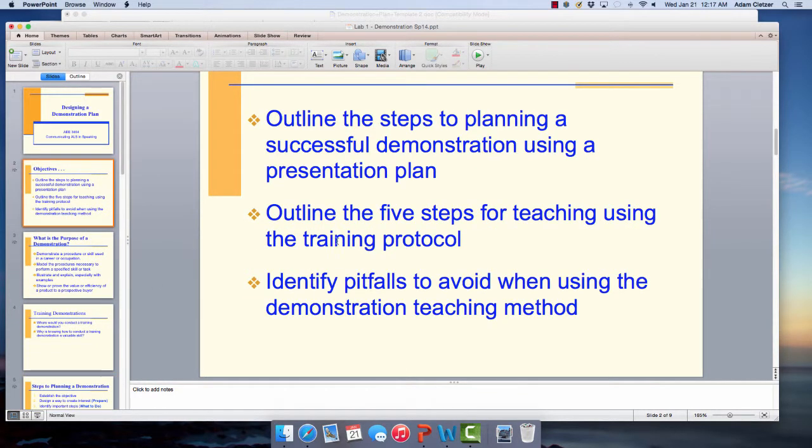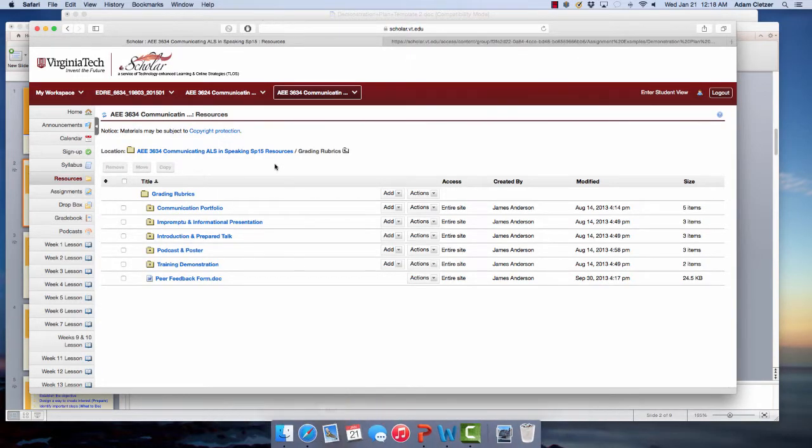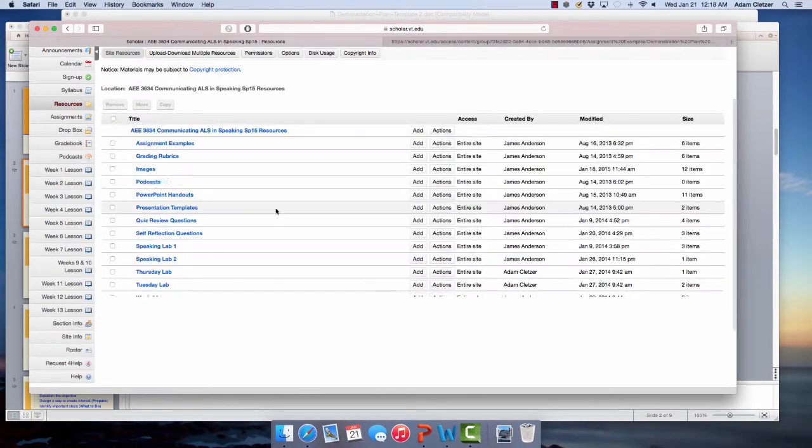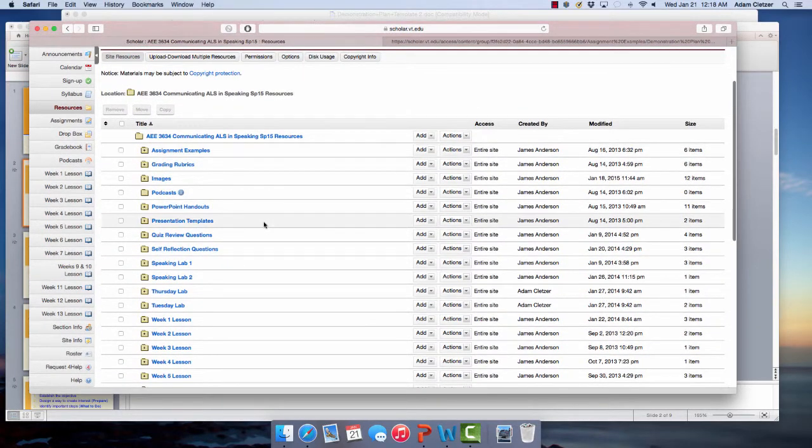Again, just to review, we talked about the steps in planning a successful demonstration. We talked about the 5 steps for using the training protocol, and we talked about pitfalls. Now, I want to show you one thing. This is the resources folder in Scholar for the course. Those templates that you're going to fill out are under presentation templates. It's called training demo template.